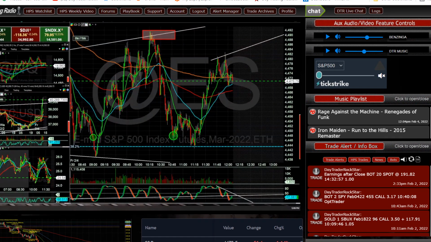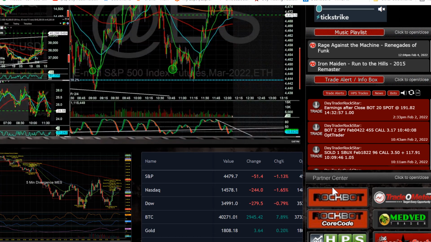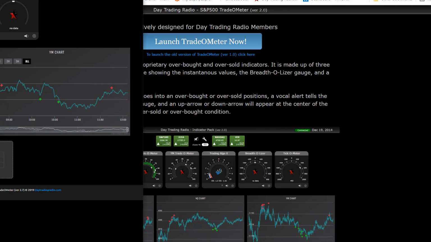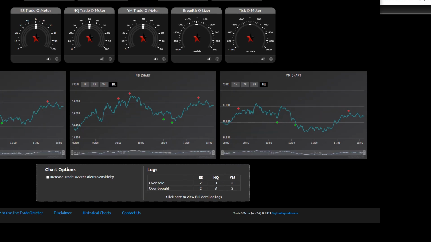Down here in the lower right, we have some of the apps that we use here, like our Tradeometer, which, you click on that, it'll open right up. And it's an order entry indicator. I mean, it picks the highs and lows of the move. Look at this.